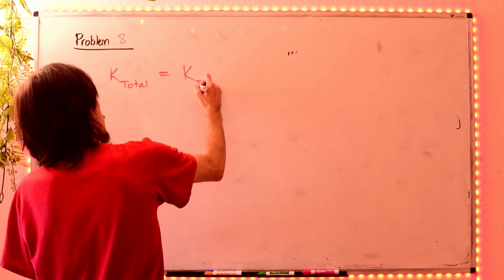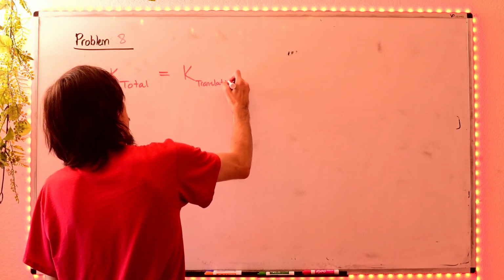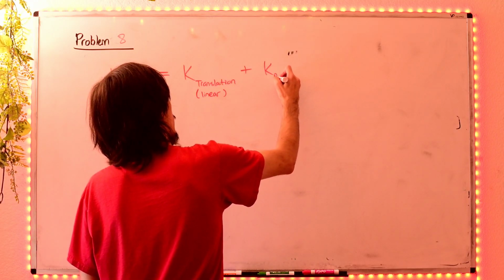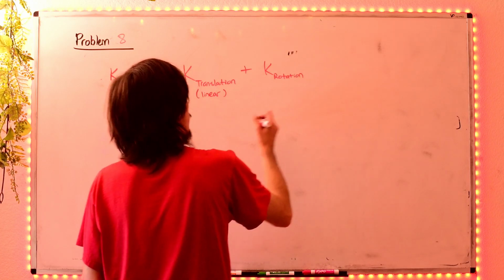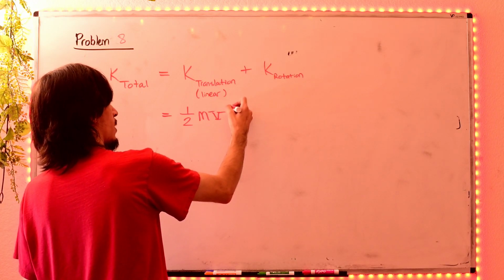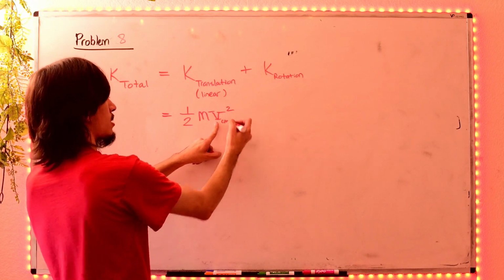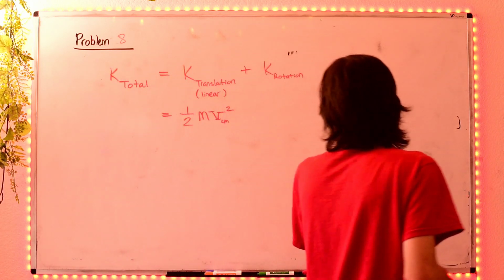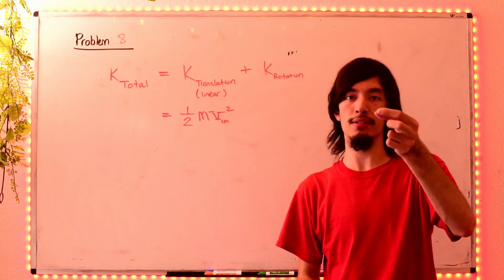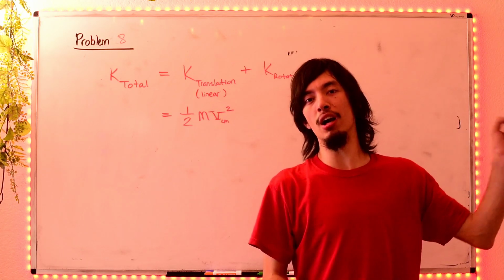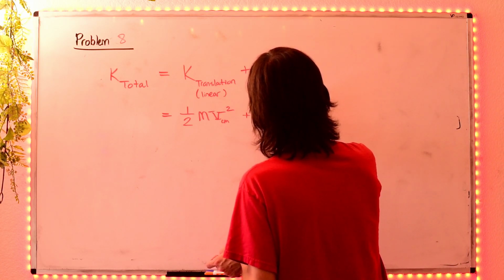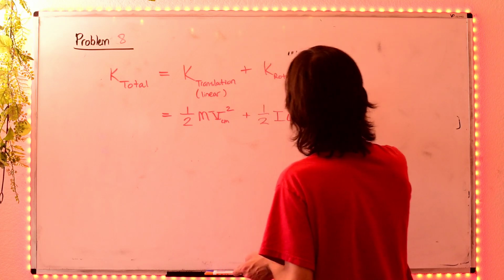is translational, linear, plus rotational. Translational is as before, which is 1/2 m v squared, but we're going to call it V center of mass, so V_CM, and that's how fast the center of mass of the system, in other words, in this case, the center of the tire, moves along the line. So how fast does it do that? Plus 1/2 I omega squared, which is the spin rate.